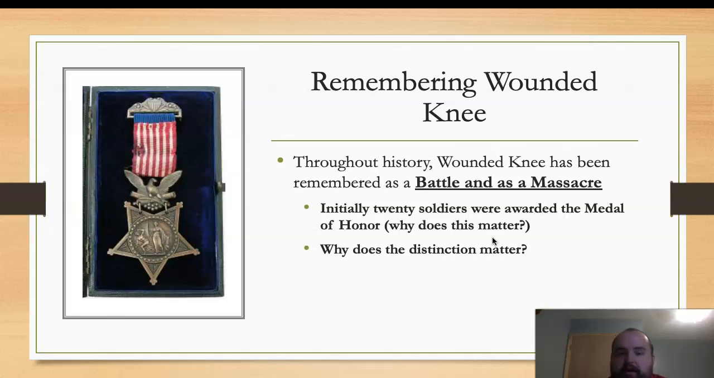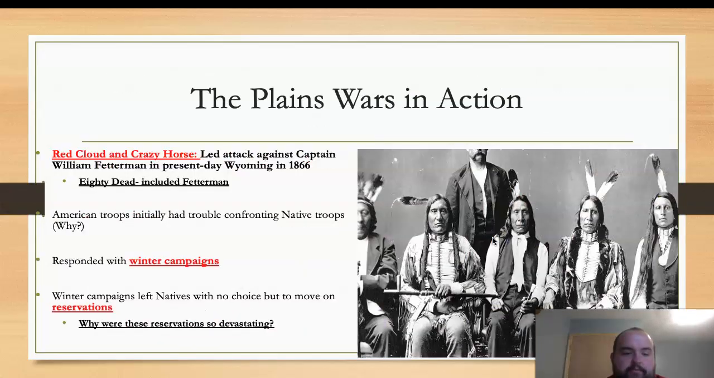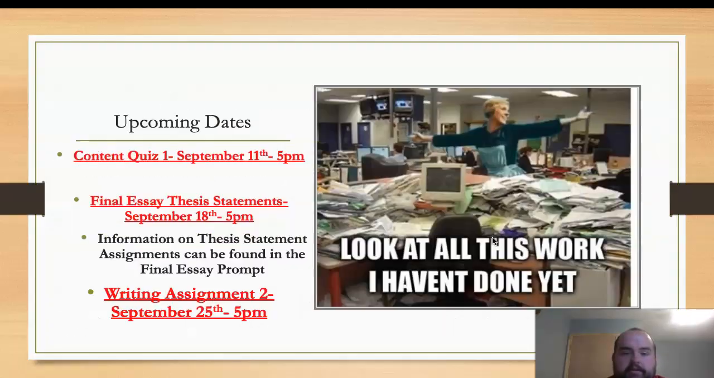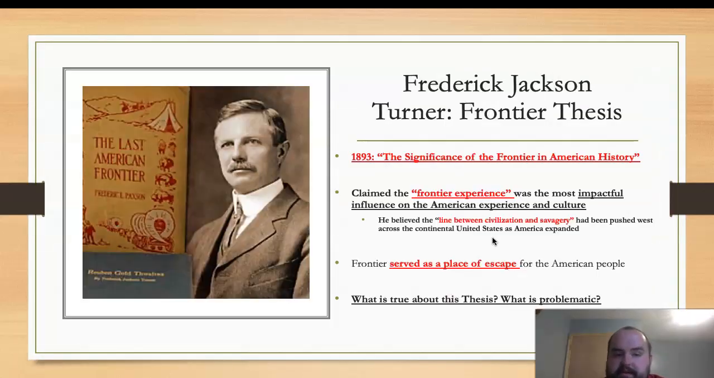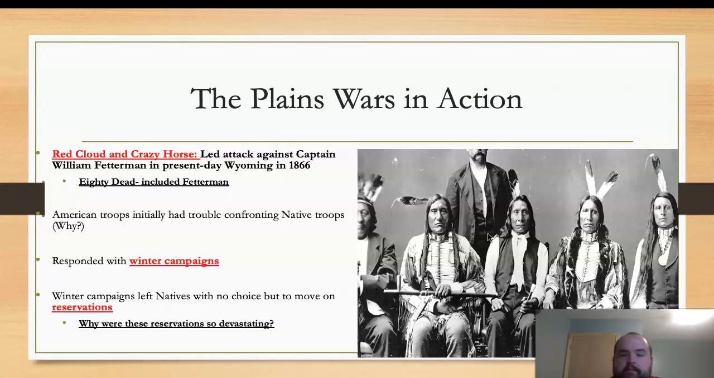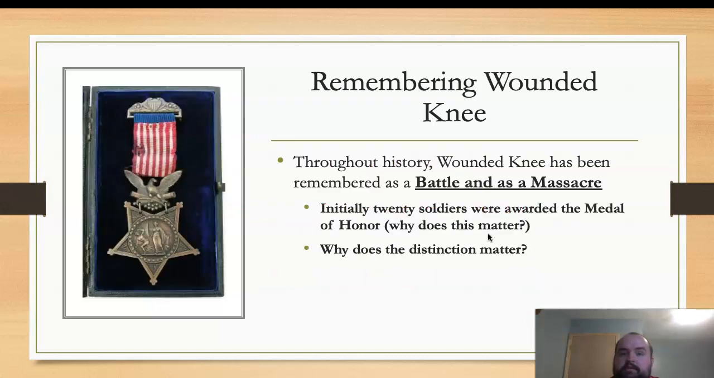Alright, as I think you can probably guess, this goes back, as pretty much everything has so far, to Frederick Jackson Turner's Frontier Thesis. If you remember it as a battle, it's just another part of our frontier experience. We're expanding out into the West, and we're subduing savage, evil people. If we remember it as a massacre, that's a more difficult memory for us, but it forces us to recognize the impact of American expansion upon Native American communities.